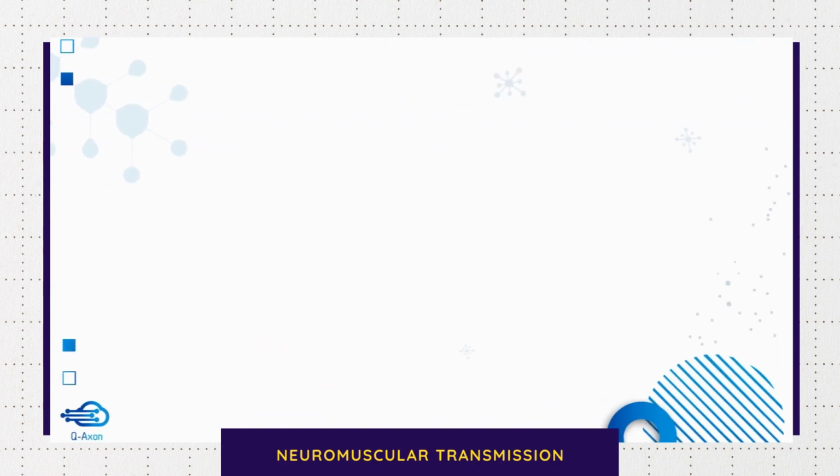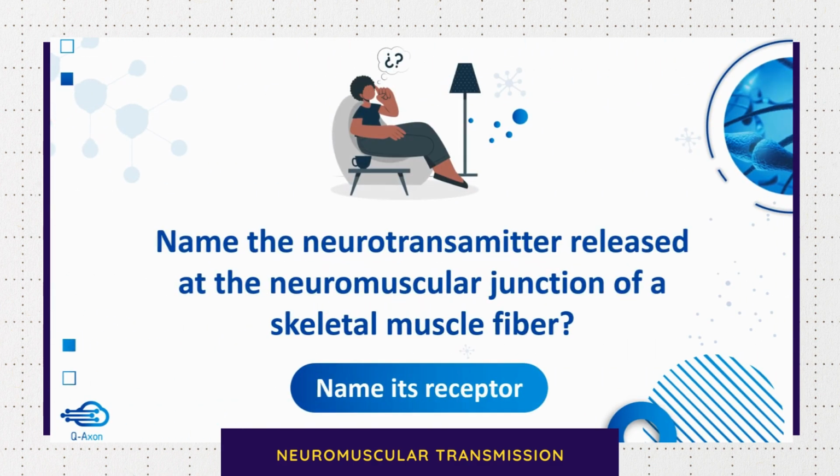So this question is to test your short-term memory. Name the neurotransmitter released at the neuromuscular junction of a skeletal muscle fiber and name its receptor. I hope you remember that. It is always acetylcholine which is released at the neuromuscular junction of a skeletal muscle fiber, and the receptor here is the nicotinic acetylcholine receptor.